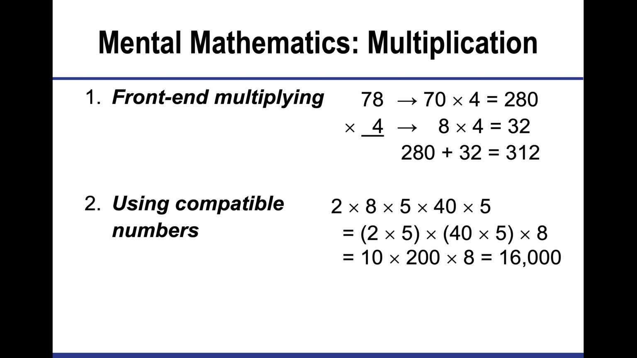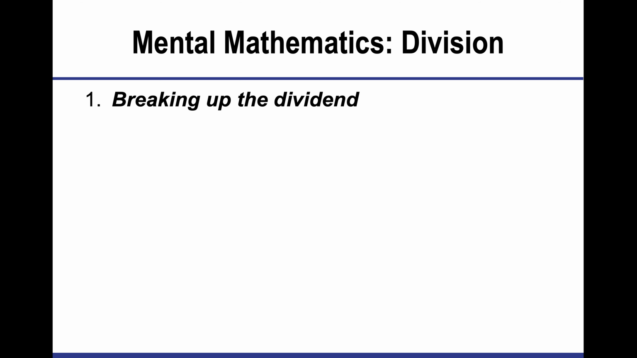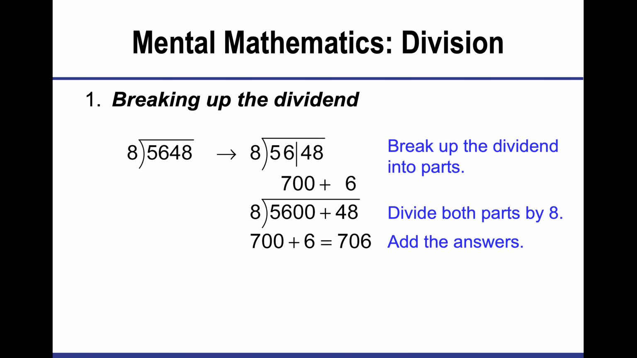I can also use compatible numbers. So I can break things down. This is more for your advanced students to give them a look at something. Or you can start thinking about money. So I could start thinking about this as 84 quarters. And this only really works though when you're looking at 25. Breaking up the dividend can help. So if you've got something like 8 goes into 56 a very clear number of times, you can sort of fragment it.